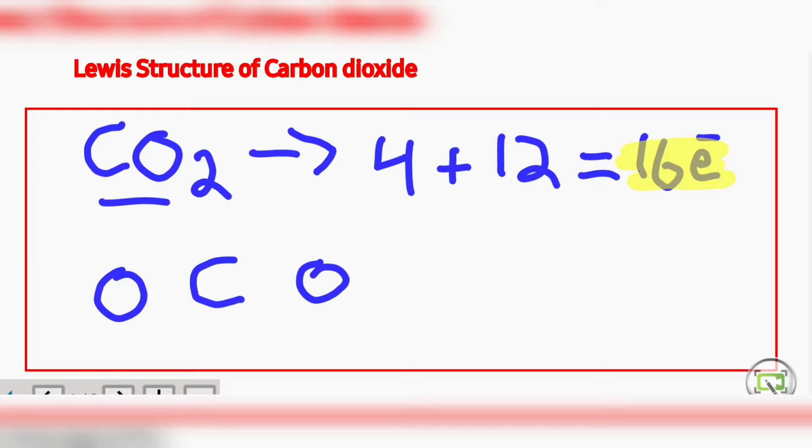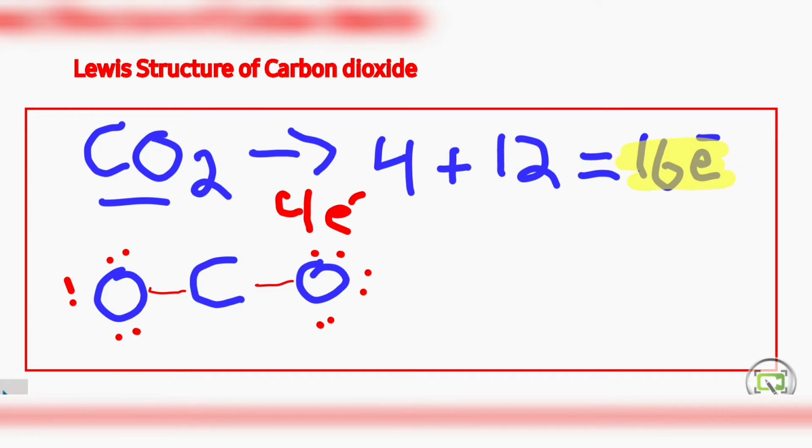So first of all, what you have to do is draw single bonds. Okay, so single bonds accommodate 4 electrons. So we accommodated 4 electrons, so still 12 electrons are left. So now I will draw lone pairs on oxygen. So I have drawn 3 lone pairs on each oxygen. So you can see electrons are all accommodated, 16 electrons: 1 2 3 4 5 6 is 12, and 4 is 16.